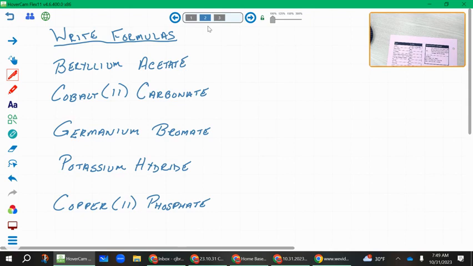Which one, sir? Uranium bromate. Uranium, yes. Bromate. B-R-O-M-A-T-E. Oh, I thought that looked like an E for a second. Nope, bromate. That makes more sense though.